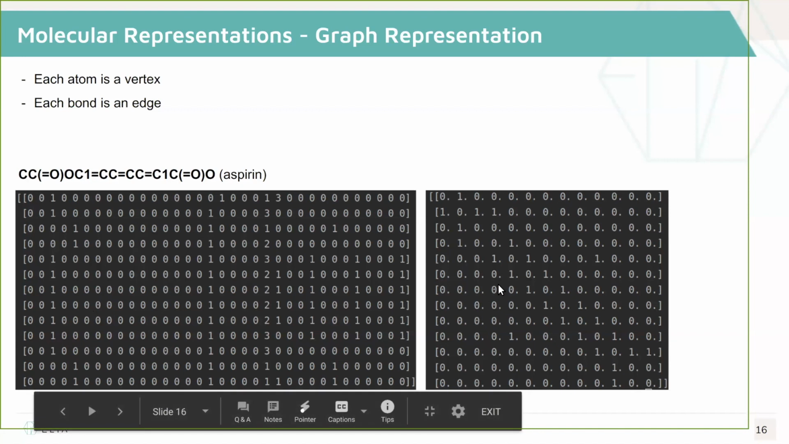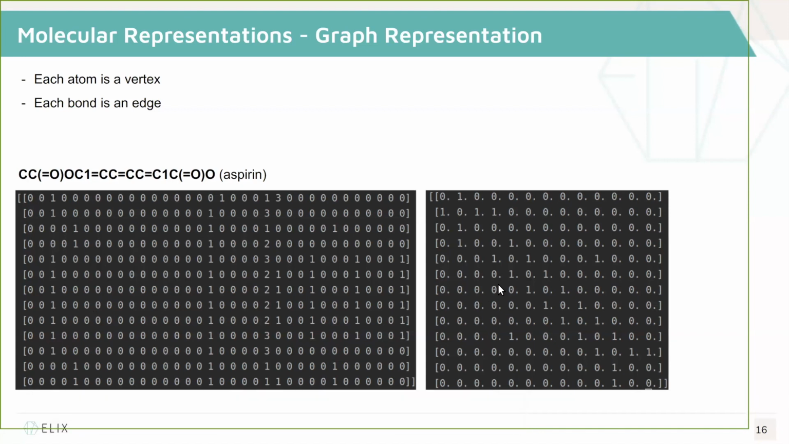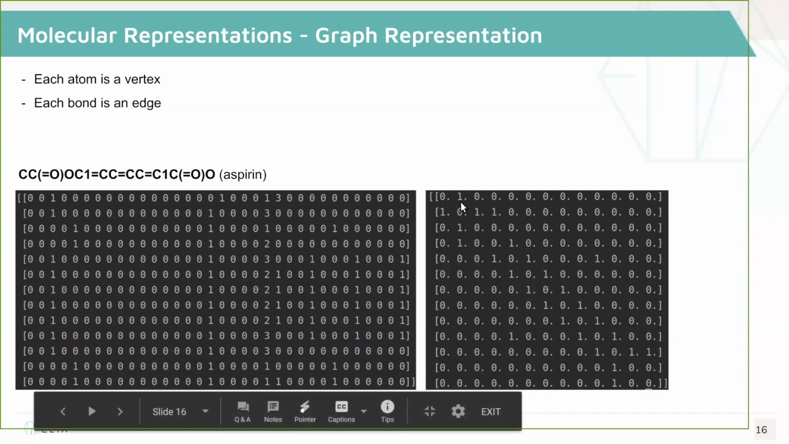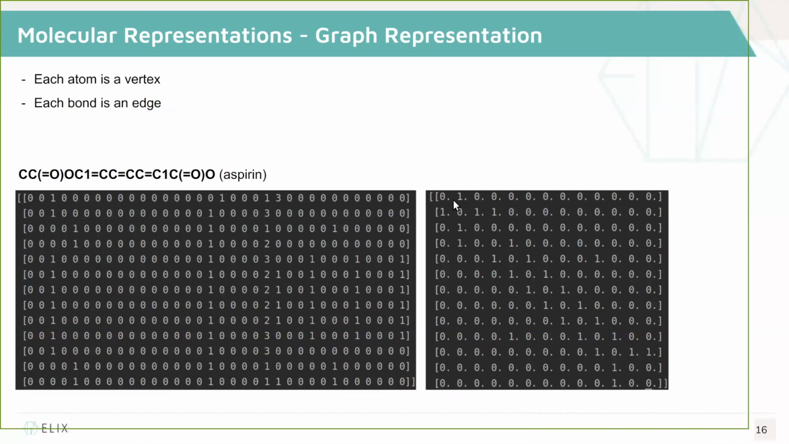Then the second component is the adjacency matrix, which describes how each atom is connected to one another. We can see the first atom here is connected to the second atom, and the second atom is connected to the first one, and the third one, and the fourth one, and so on and so forth.